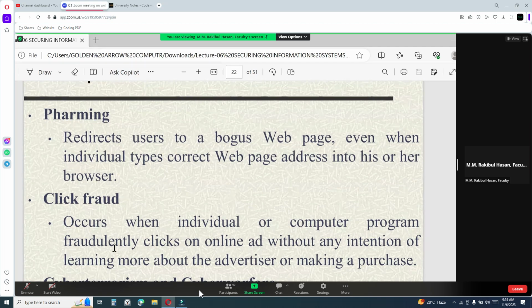In this case, we do not have any intention to learn about the product. Our main intention is to earn some money, isn't it? So it's a fraud. This type of crime is nothing but click fraud. It occurs when an individual or computer program fraudulently clicks on an online advertisement without any intention of learning more about the advertiser or making a purchase. That is click fraud.